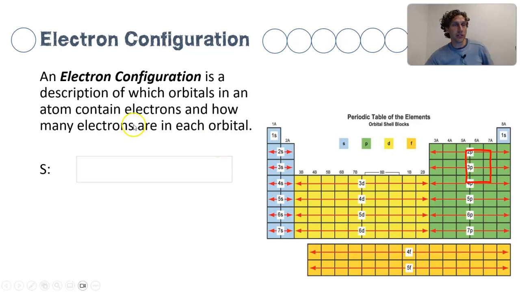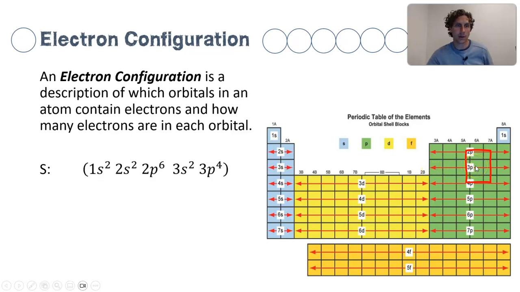So an electron configuration is a description of the orbitals. What about sulfur? Sulfur is right over here. That is going to be a little bit more complicated. So we've got 1s2, 2s2, 2p6, 3s2, and then 3p, 1, 2, 3, 4. Okay, so that's getting a little bit longer.